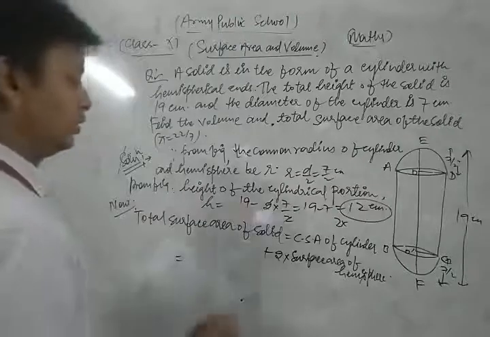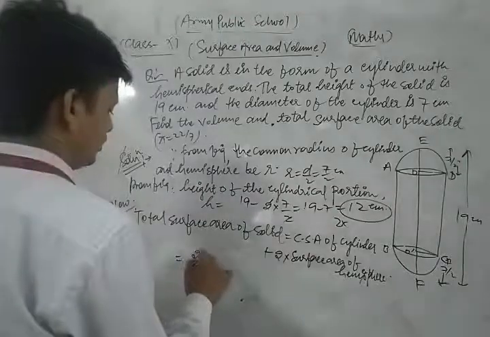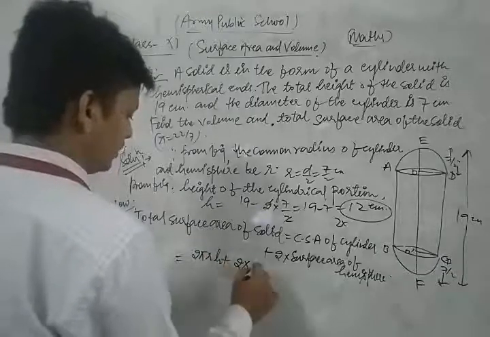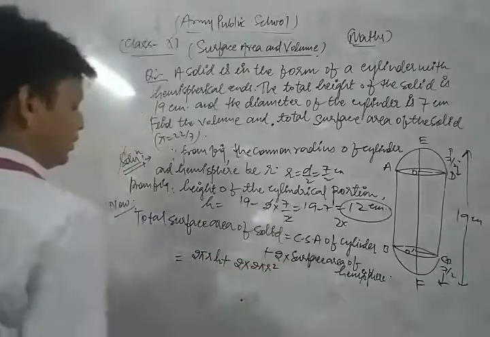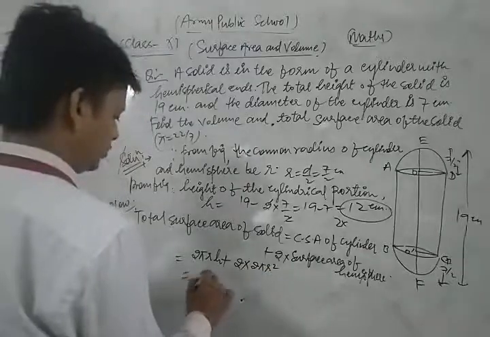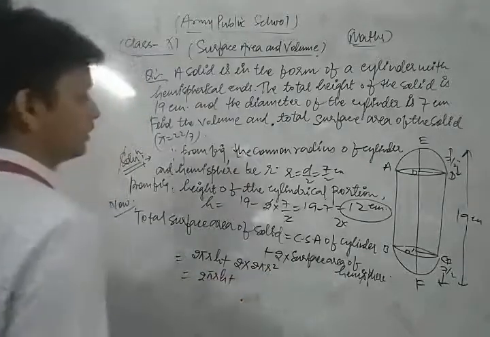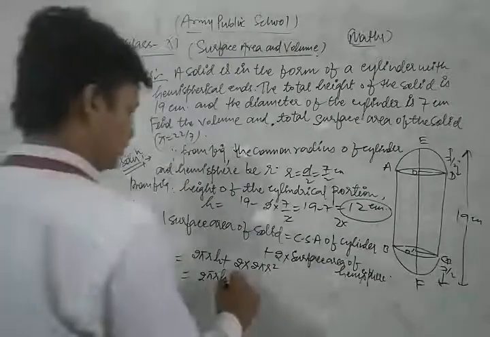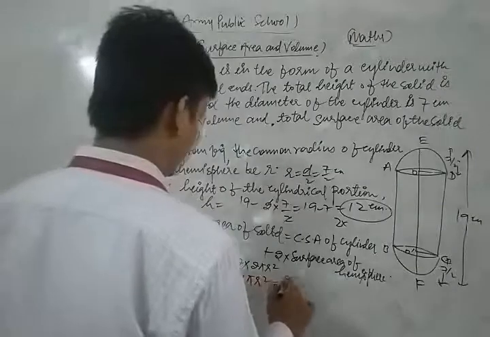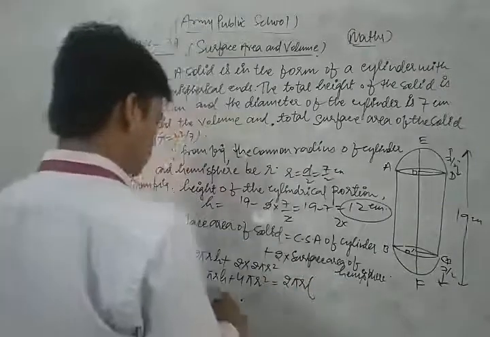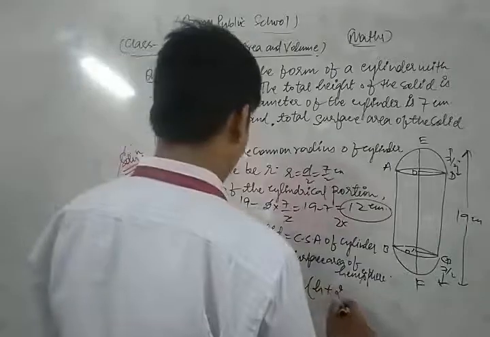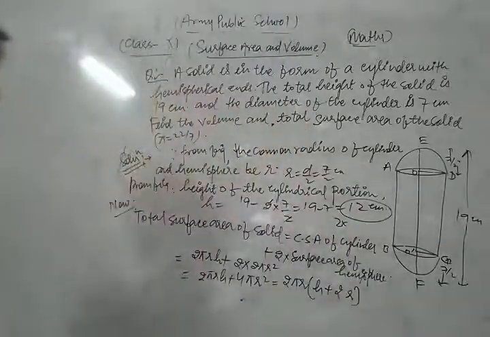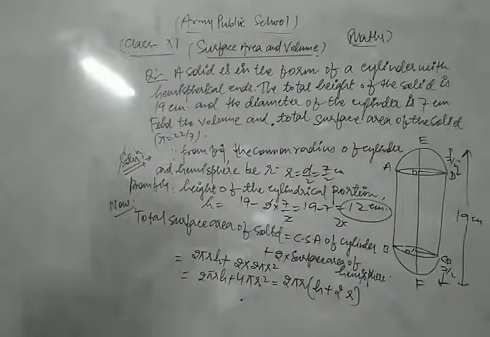So dear friends, here surface area of cylinder is 2 pi r h, plus 2 into surface area of hemisphere, meaning 2 pi r square. So here we get 2 pi r h plus 4 pi r square. Now we take 2 pi r as common, so we get h plus 2r.